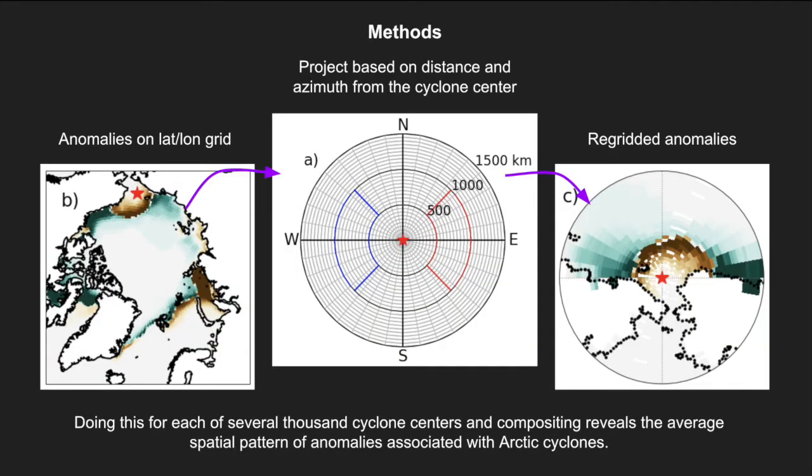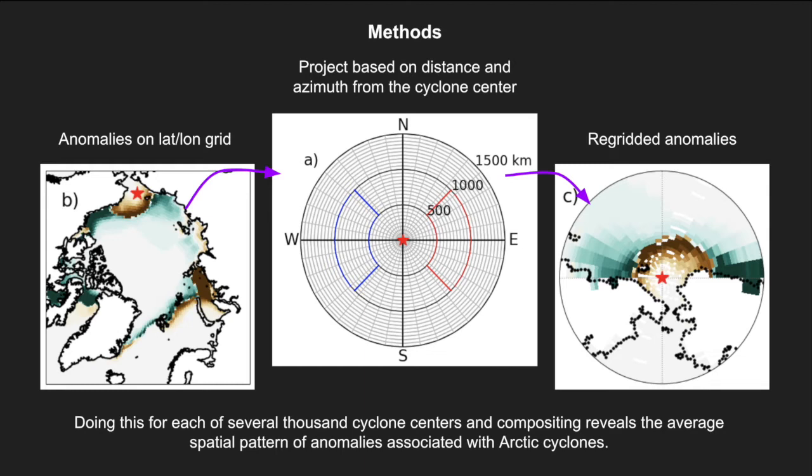Now, there's one primary method that we use for most of our analyses. So I'll try and explain it here on this slide, and hopefully it's clear. So we start with anomalies of some field on a lat-long grid. So this could be sea ice concentration anomalies. I think that's what we have here in this example on the left. Or it could be ERA5 reanalysis anomalies.